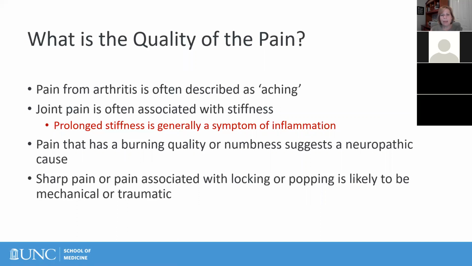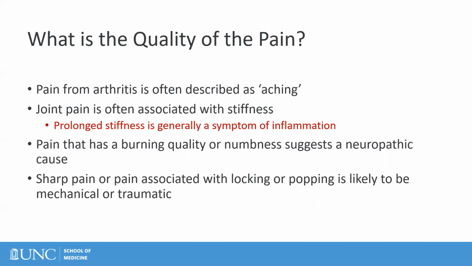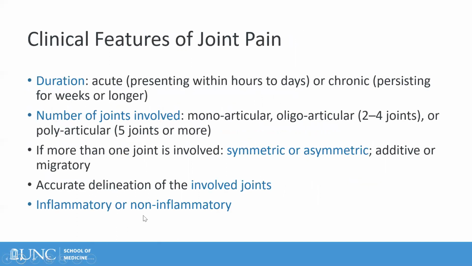Sharp pain, or pain that's associated with locking or popping of a joint, is likely to be mechanical or traumatic. For example, somebody who has acute onset of knee pain or locking of the knee or popping of the knee may have a meniscal tear or some other internal derangement of the knee, which is not arthritis per se. Now, sometimes these things can overlap. You can have arthritis and then have a traumatic or mechanical derangement. Sorting that out can sometimes be a bit tricky. But the quality of the pain can often help you distinguish what the possible etiology is.